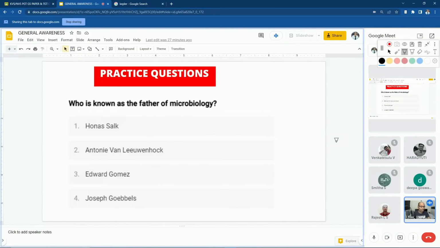I suppose Rajesh, you only will get it correct? No, sir. I have to read. Deepa ma'am. Yes, sir. Who is known as the father of microbiology? Jonas Salk, Anthony van Leeuwenhoek, Edward Jenner, or Joseph Goebbels? Leeuwenhoek. Correct. Father of microbiology.